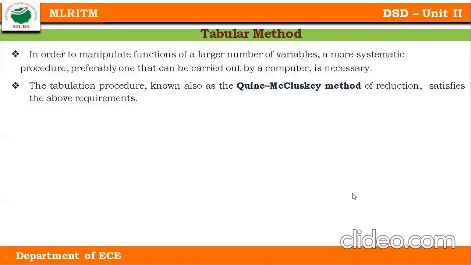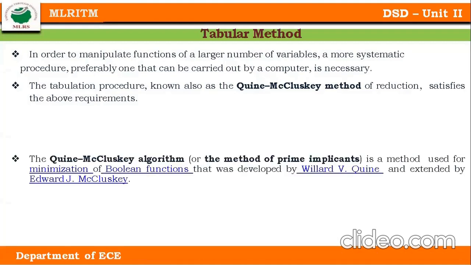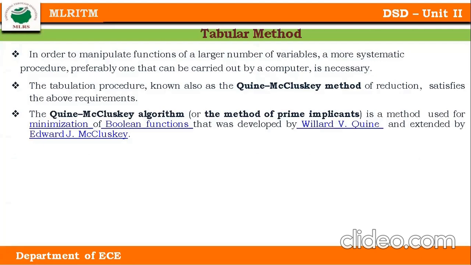This tabular procedure is also known as the Quine-McCluskey method, for reduction. Why can we call it the Quine-McCluskey method? Because two different authors' work is merged here: it was developed by Quine and extended by McCluskey. So the name of this method is the Quine-McCluskey method, and we can simply call it the tabular method. As the name indicates, we use a number of tables to reduce the number of variables.